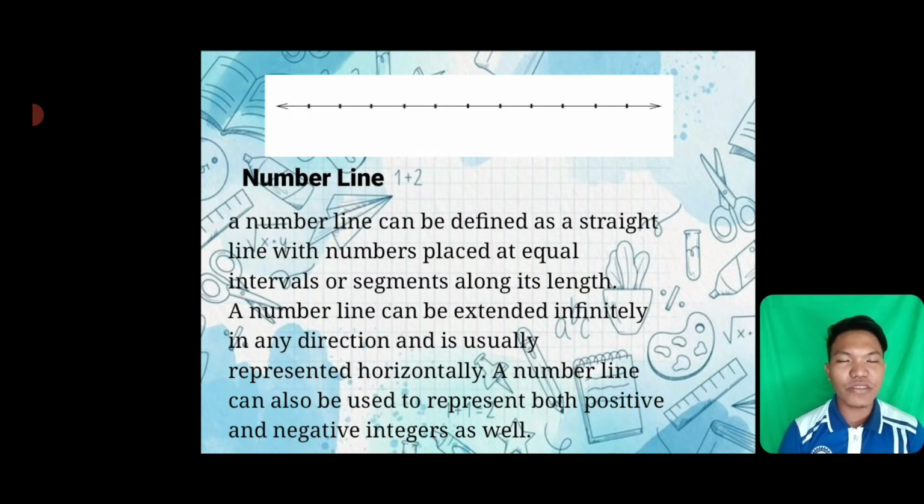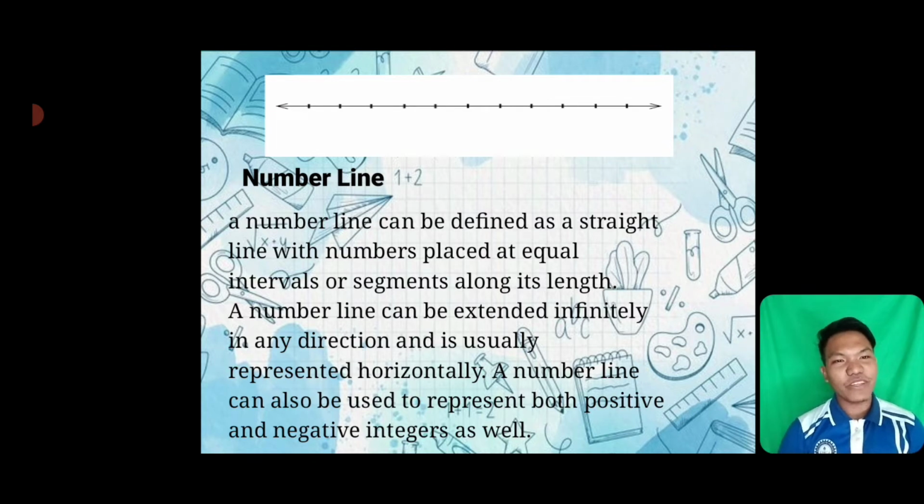Okay, as you can see on the picture below, what have you noticed? Okay, this is a straight line with arrows. That is what we call the number line. A number line can be defined as a straight line with numbers placed at equal intervals or segments along its length. A number line can be extended infinitely in any direction and is usually represented horizontally. A number line can also be used to represent both positive and negative integers.